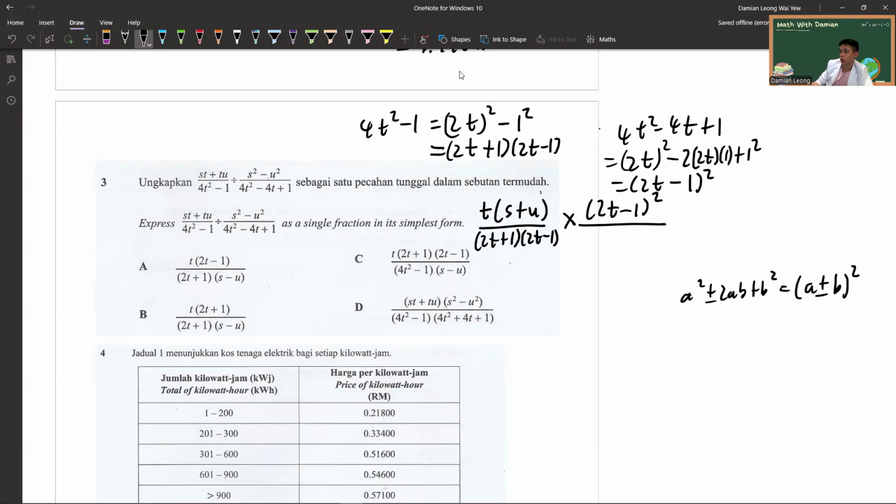So again, 1 bracket plus, 1 bracket minus, because a square minus b square, so s plus u, s minus u. S plus u I can cut. 2t minus 1 I can cut. So you see, I'm left with t bracket 2t minus 1 on top. Bottom, I have 2t plus 1 and s minus u, which answer would be A.